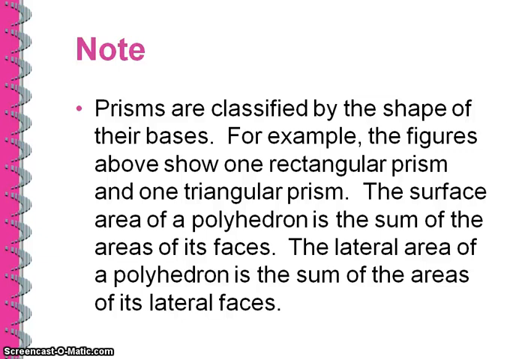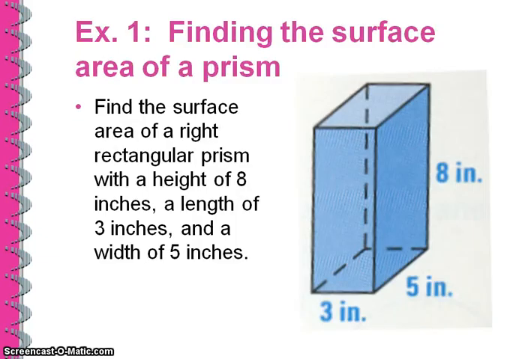The surface area of any polyhedron is the sum of the area of all its faces. Okay, so the lateral area of a polyhedron is the sum of the area of just the lateral faces and not the bases. So we're going to get more into that. Let me show you what I mean.